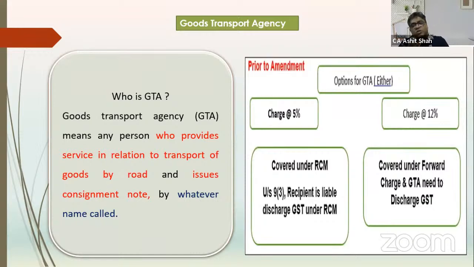My view would be no, it's not like that. If you read carefully, it says he merely transports the goods by road and issues the consignment note by whatever name called. So it is not necessary that he has to issue the consignment note only. If in his tax invoice he gives all the details of a consignment note, then also he is deemed to be a goods transport agency.